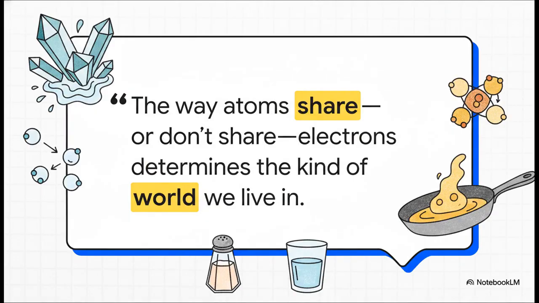So in the end, it really all comes down to this fundamental choice on an invisible atomic scale. To give an electron away or to share it is what determines if something is a hard crystal that disappears in water or a soft solid that melts in a pan. So the next time you season your food or drink a glass of water, you'll know about the incredible forces of connection that made it all possible.